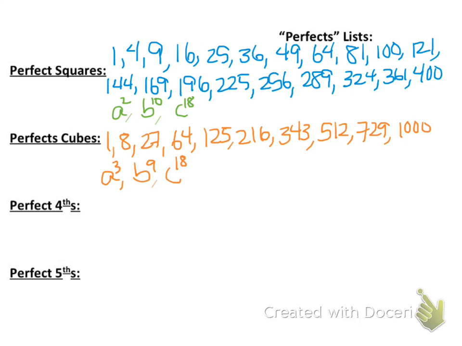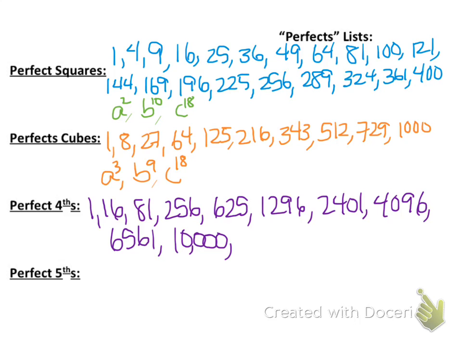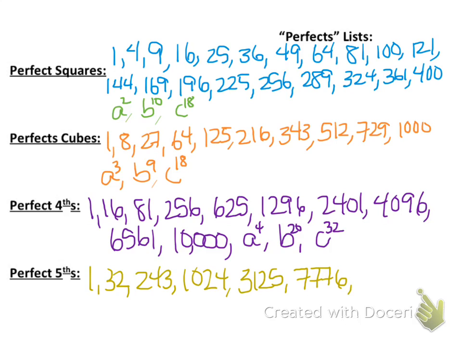So if you want, go ahead and pause the video again and see if you can come up with your perfect fourths and perfect fifths list, although we don't go as far with either of these lists. So again, 1 times 1 times 1 times 1, all the way up to 10 times 10 times 10 times 10. And again, with those variables, c to the 32nd would be a to the 8th times a to the 8th times a to the 8th times a to the 8th. And then my perfect fifths list comes up in a similar manner.